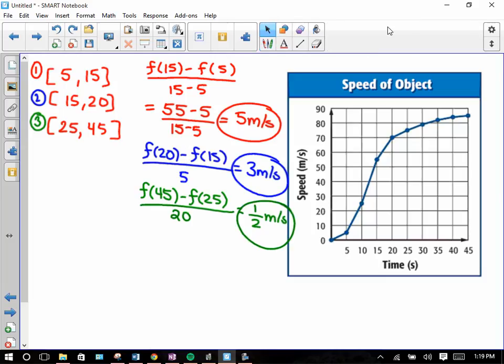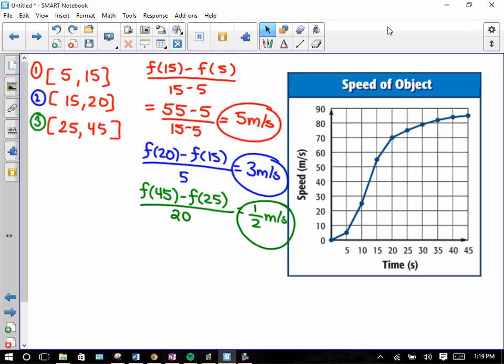Okay, so we have the average rate of change, the average speed over those time intervals. Between 5 and 15 seconds, it is 5 meters per second. Between 15 and 20 seconds, it is 3 meters per second. Between 25 and 45 seconds, it is 1/2 meter per second. Questions about that?